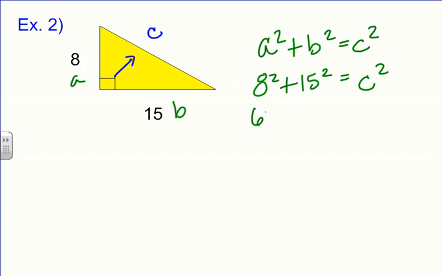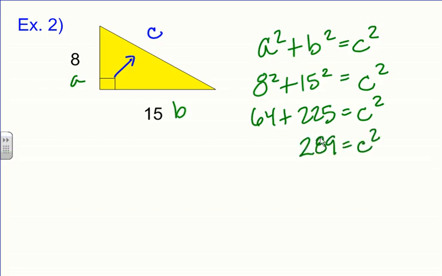8 times 8 is 64. 15 times 15 is 225. We're going to add these two together. We get 289. And again, in order to find the side measurement of C, we would take the square root of both sides, and we would get that C is equal to a measurement of 17. Now, it's pretty straightforward and easy to use when we're looking for the hypotenuse.